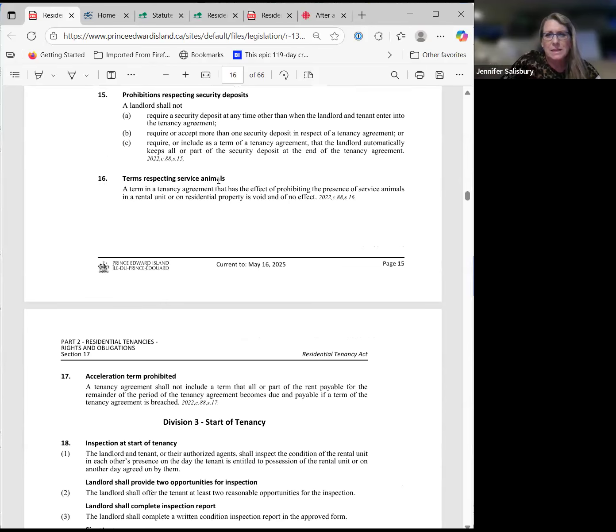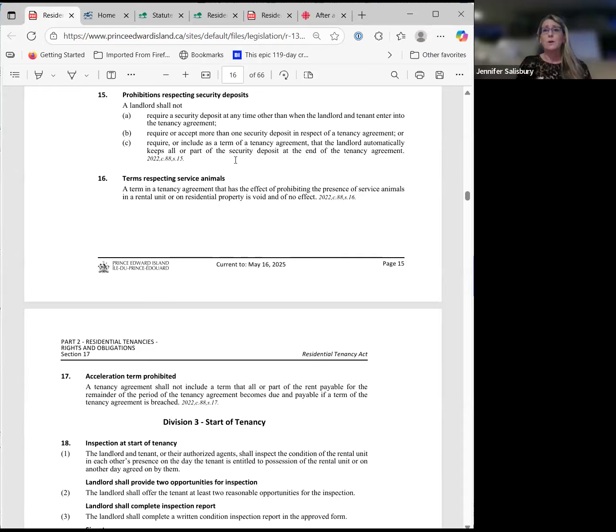And terms respecting service animals. A term in a tenancy agreement that has the effect of prohibiting the presence of service animals is void. Yeah, you can't do that. I liken a service animal to someone having a prosthetic leg. You wouldn't deny somebody because they have a prosthetic leg, just like you wouldn't deny someone that has a service animal. A service animal is actually doing a job that is enabling someone to have a higher quality of life.